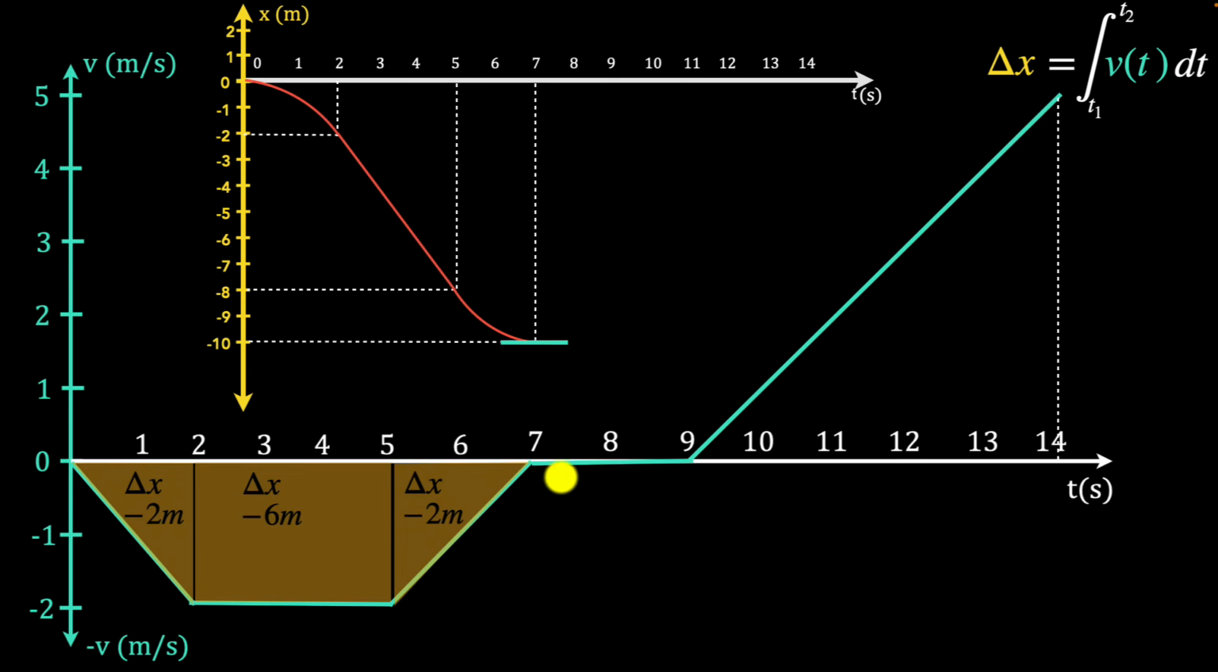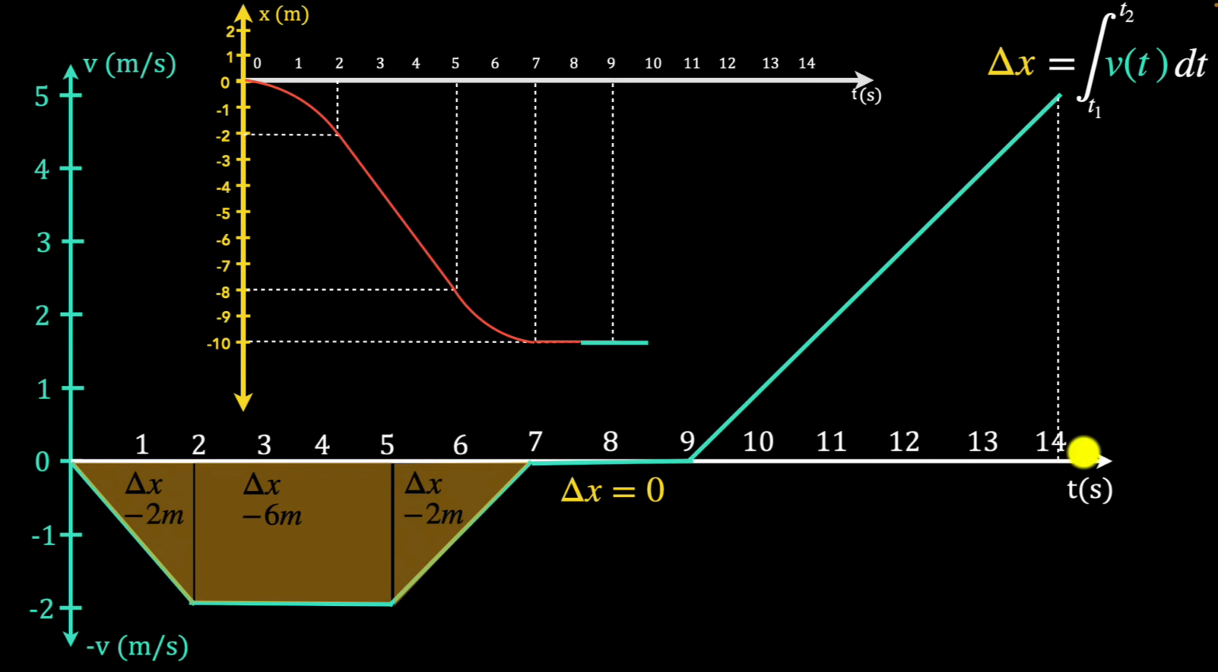All right, from 7 to 9 seconds, what is the change in position? Well, this time there is no area. So the area under the curve is 0, so change in position is also 0. So the position is going to stay wherever it was. It was at minus 10 at the end of 7 seconds. Until 9 seconds, the position will stay the same. So your graph will just be a straight line that looks like this. The slope remains 0 because velocity remains 0, okay?